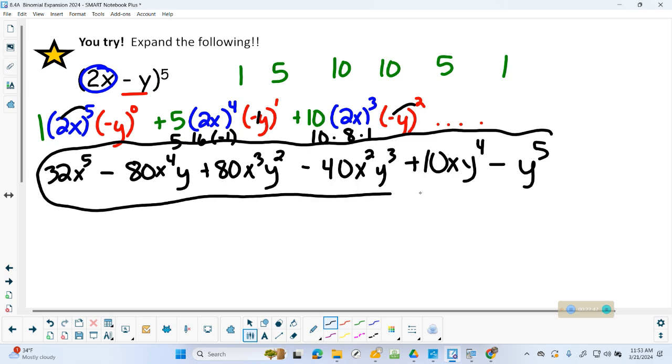Hopefully everybody got it. Okay, 2 lines of work. Trust me, that is way faster than if I had to write that out 5 times and FOIL it out, okay? Be careful of your signs.